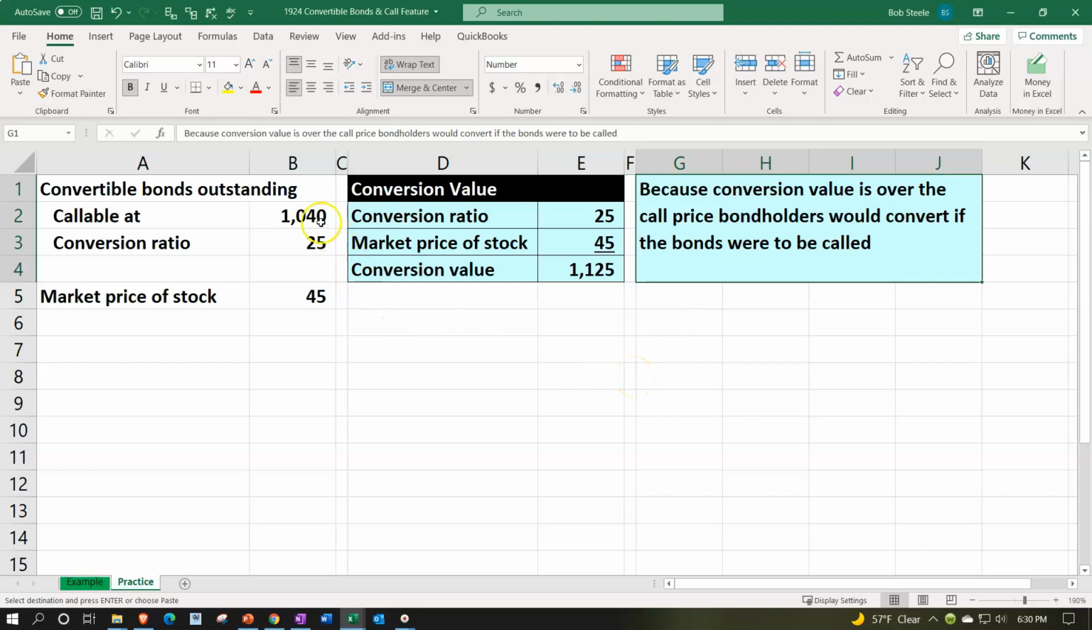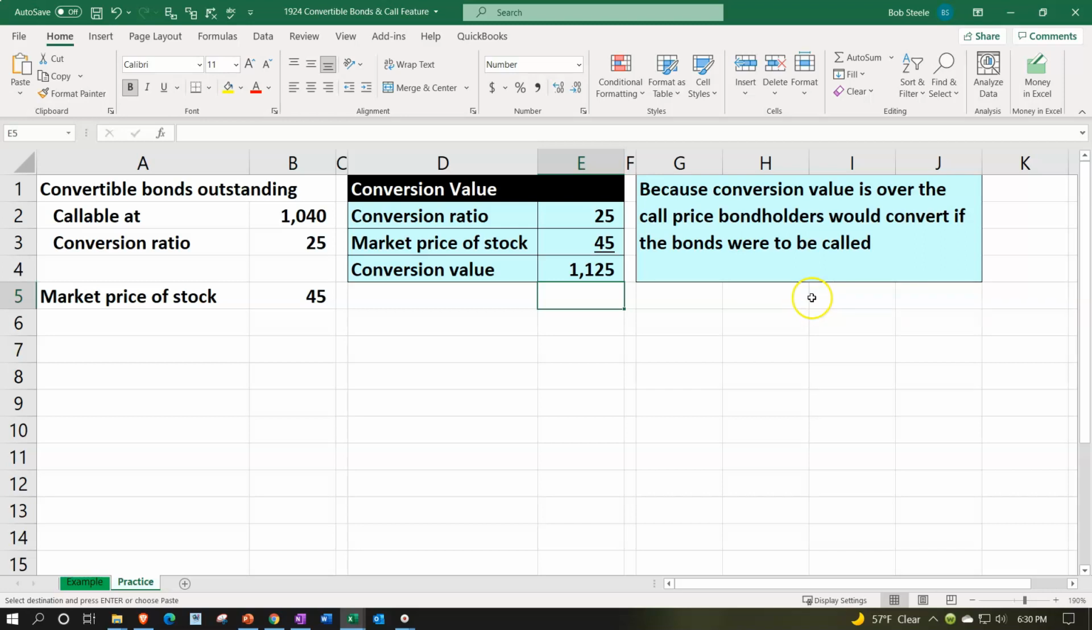Because that 1,125 is over the callable option, if the company was declaring that they're going to call them at the 1,040, that means we would get 1,040 if they were to call them back as a bond. Then we'd probably say, no, we want to convert them to the stocks, given the fact that the stock value is greater than the call amount. And so that's what would most likely take place. So because the conversion value is over the call price, bondholders would convert if the bonds were to be called.